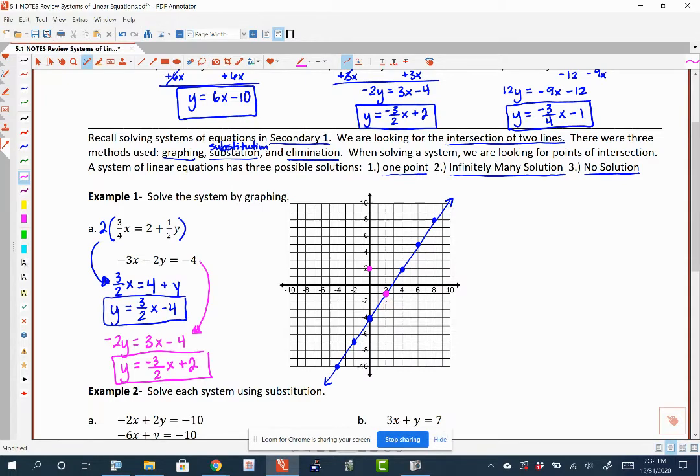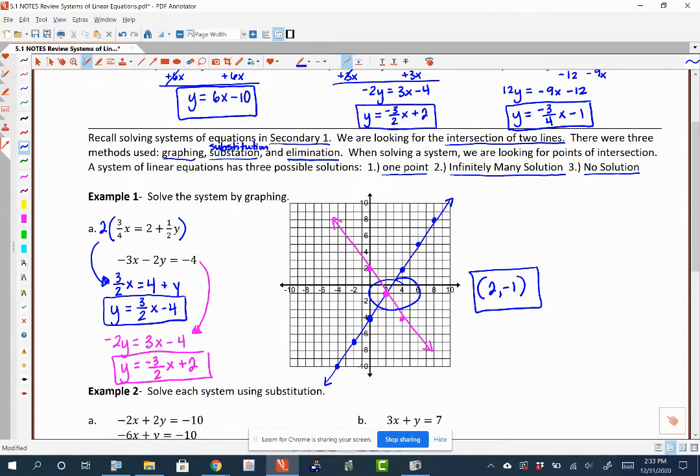I'm going to count it one more time. Down 3 over 2. And really, once you have the intersection, you don't have to count any more points unless you just want to make it a super nice graph, which is not a bad idea. And remember, we're looking for that intersection. So that's what we're looking for, and that solution is always an ordered pair. So that point 2, negative 1 is the solution to this system.